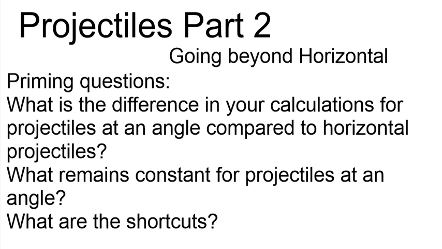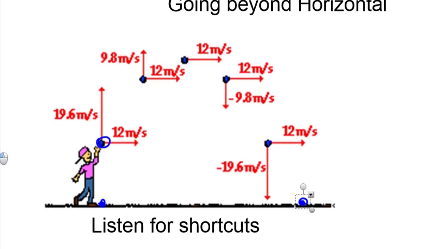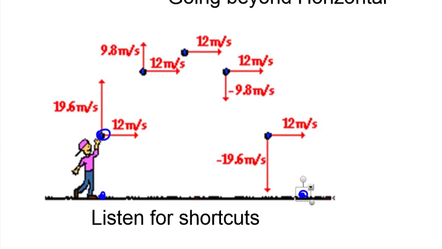Projectiles, Part 2. Here are your priming questions. What I want to start with is looking at these vectors, the x's and the y's separately, and then thinking about them together. And here is where I also want to talk about a couple of shortcuts and things to keep in mind for your projectile problems.